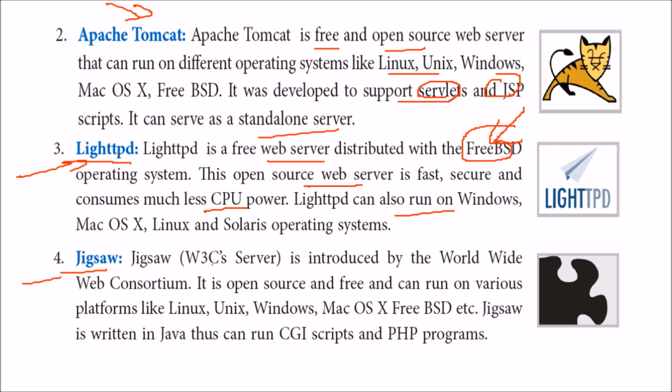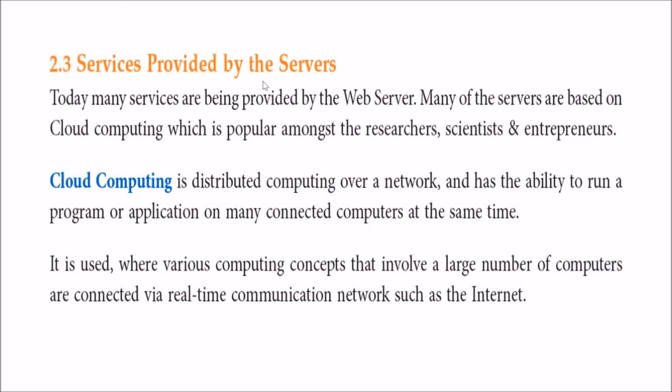Then we have Jigsaw. This is the World Wide Web Consortium server, W3C. So this is introduced by the W3C, a consortium which deals with web content. It is open source and free, and it can run on various operating systems. It is written in Java, so it can run CGI scripts and PHP programs.